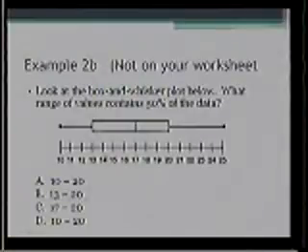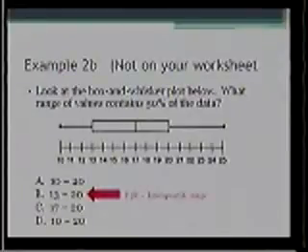However, 13 to 20, you will note it starts at quartile 1 and ends at quartile 3. This represents the interquartile range, which we've just discussed represents 50% of the data. And so therefore, 13 to 20, letter B, is the answer for the interquartile range of 50%.